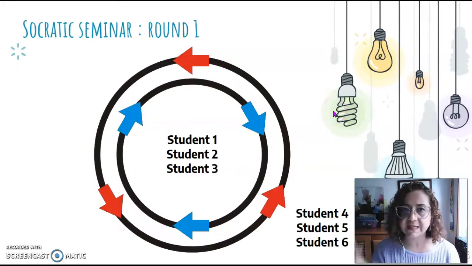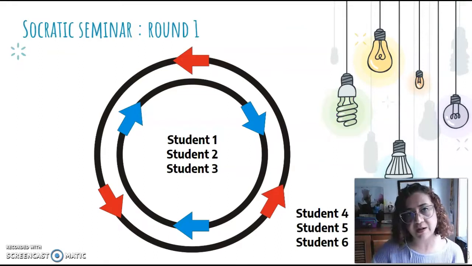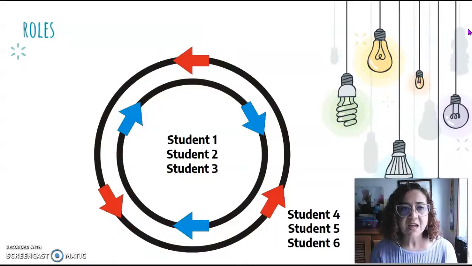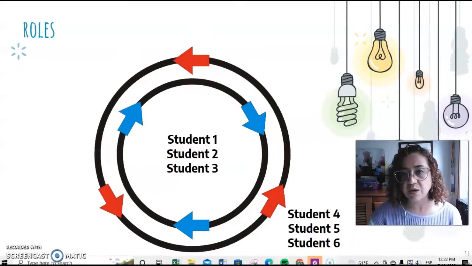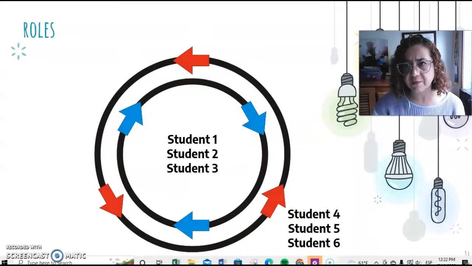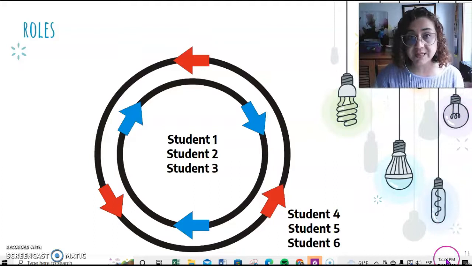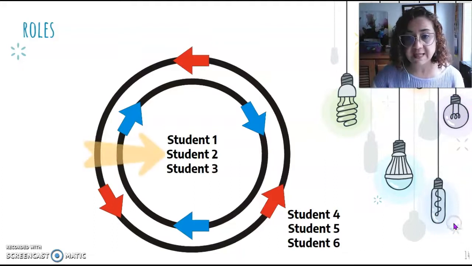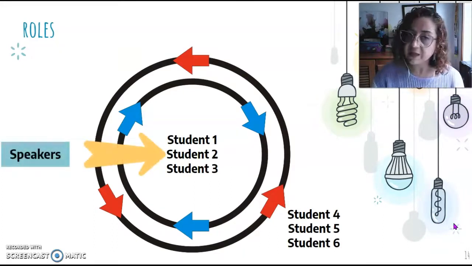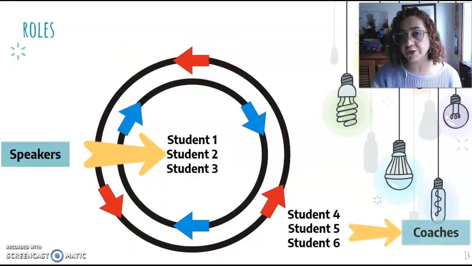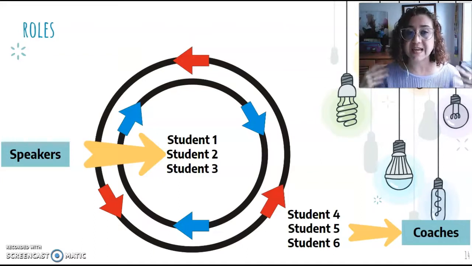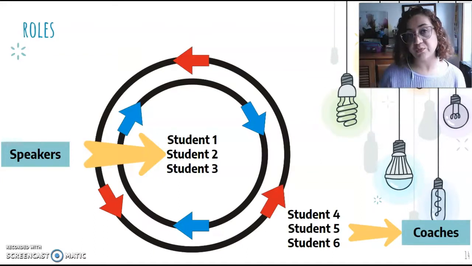So as you can see, let's say we have 6 students in the class. 3 are going to be inside the circle, 3 are going to be outside. So we assign roles to this. I'm sorry, I'm going to move this here. We assign roles to the people who are in the different circles, and the roles are the following. The people in the inner circles are the speakers, and the people in the outer circles are the coaches. So whenever you get into the classroom, you're going to be assigned one of these two roles, okay?